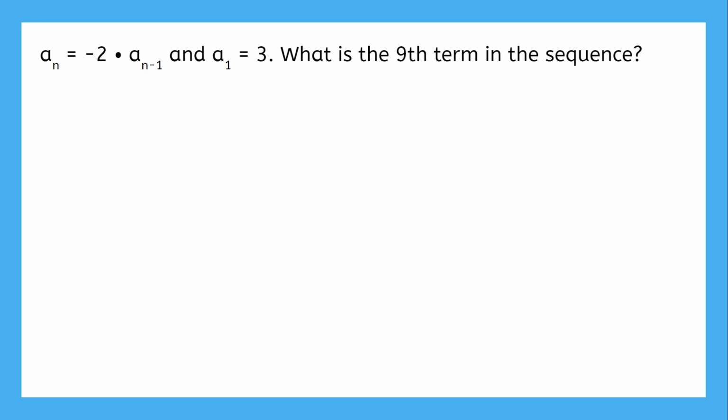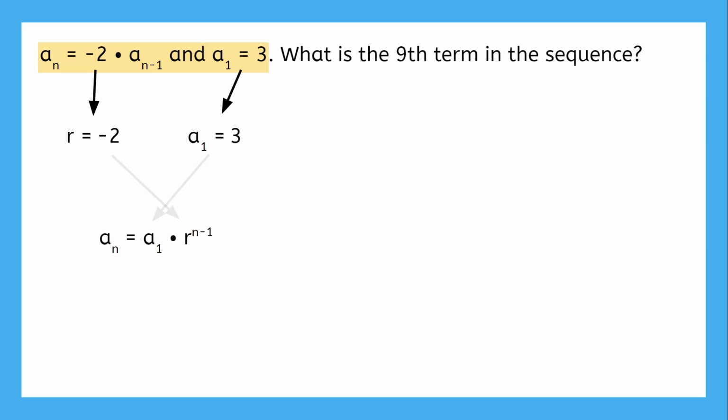Here's an example. Any term is negative 2 times the previous term, starting with 3. What is the ninth term? If we need to find a specific term, why would we want the recursive formula? We should probably convert this into the explicit formula. First, identify the common ratio and the initial term. According to this recursive formula, the common ratio is negative 2, and the first term is 3.